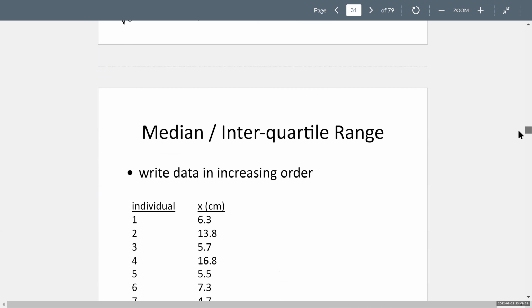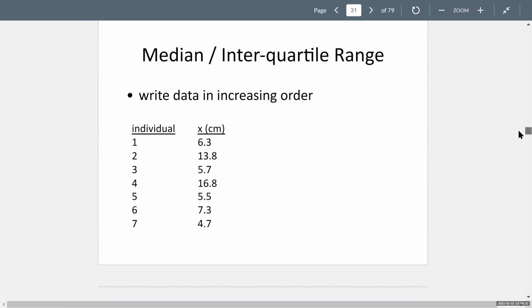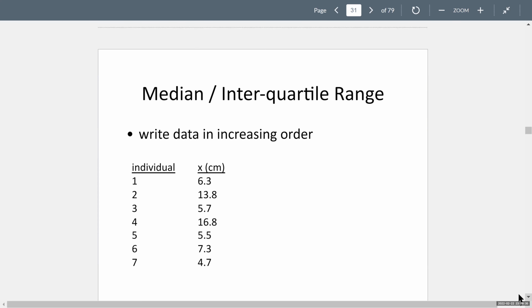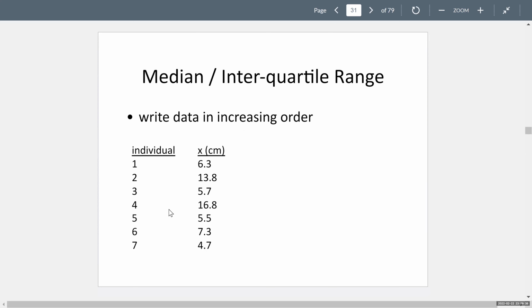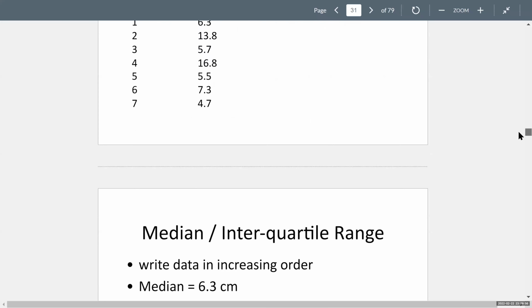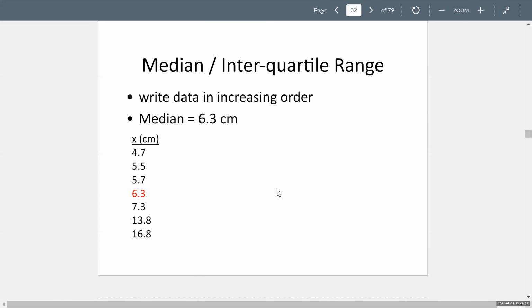All right, so median and interquartile range are similar measures, but they're found in a very different way. What we're going to do with our data set, the same one we had before, is first sort it into numerical order in order to find the median. The median is just the middle observation. So when we rewrite our data set, starting with the smallest and going to the largest, this data set happens to have 7 individuals in it. So this middle one, the 4th observation, that's our median, 6.3 centimeters, right?